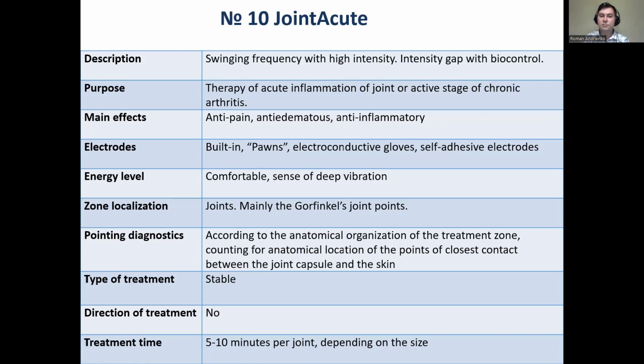According to the anatomical organization of the treatment zone, we count the anatomical locations of the points of closest contact between the joint capsule and the skin, the ones that we just mentioned. Stable type of treatment: you put your pons there, you stand on the magic points. No direction of treatment, 5 to 10 minutes per joint, depending on the size. And again, if we're dealing with one problematic joint, what would we do with the symmetrical one? Correct, we use the symmetry preset.